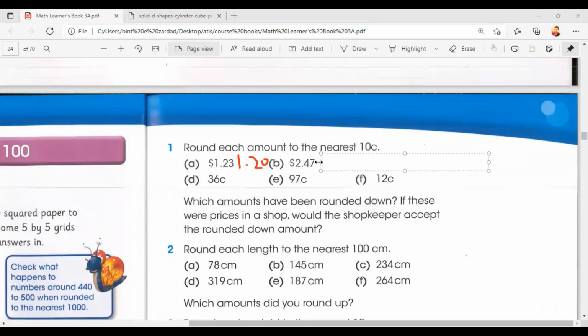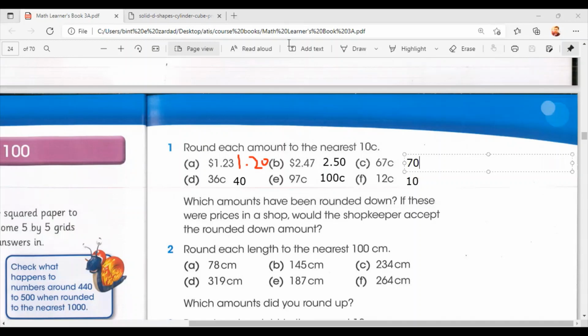This is 2 point, we don't concern. 47 is nearest to 50. And 36 is nearest to 40. Why? Because 6 is more than 5. 97 is nearest to 100. And 12 is nearest to 10. And 67 is nearest to 70.